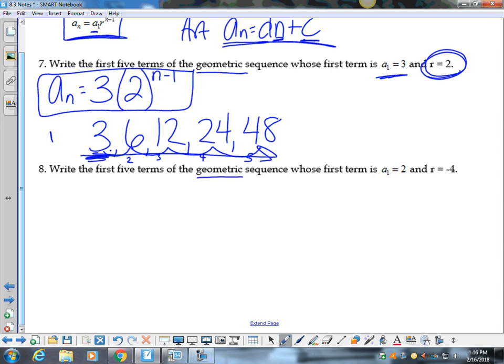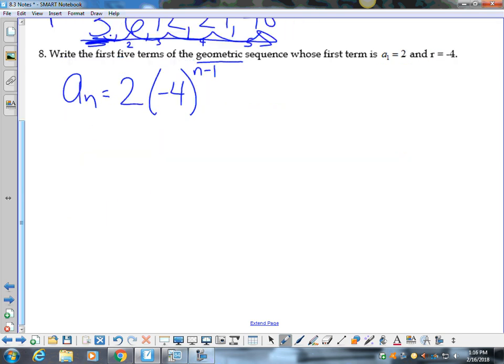So number 8, we'll show both ways. I know I'm geometric, so a sub n equals first term times my r to the n minus 1. My first term, if I plug in a 1, that would make it to the 0 power, which would wipe this out to a 1 and leave me with a 2. My second term, 2 minus 1 is a 1, which will make this a negative 4, times 2 would be a negative 8. 3 minus 1 is 2. Negative 4 squared is 16. 16 times 2 is 32.